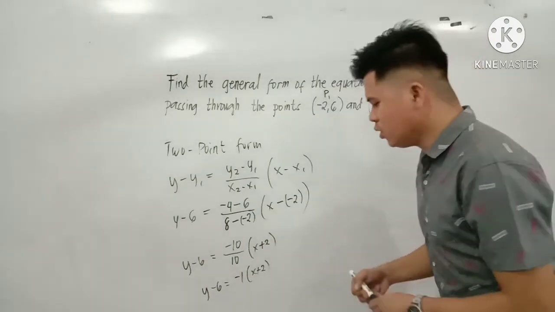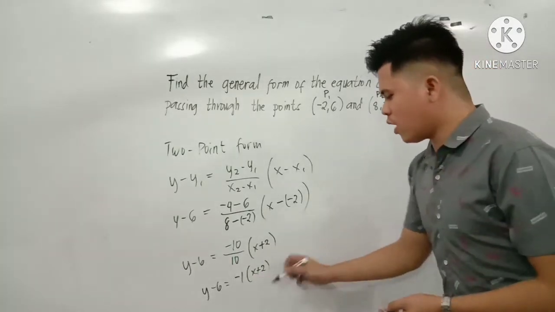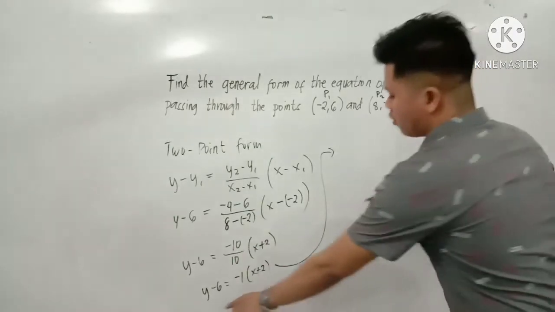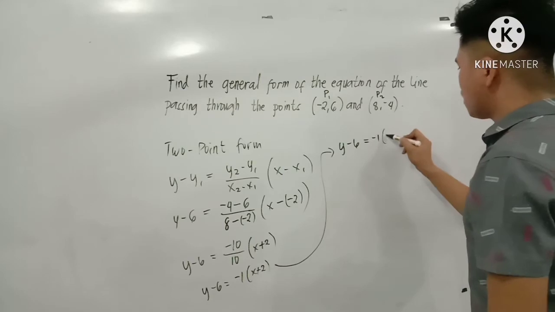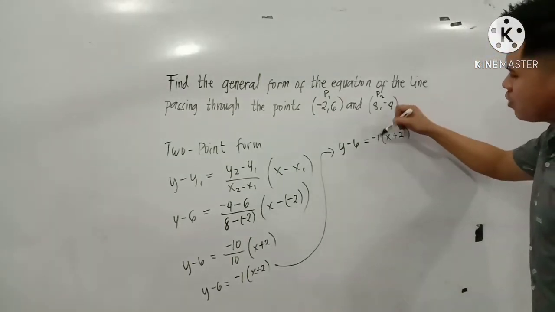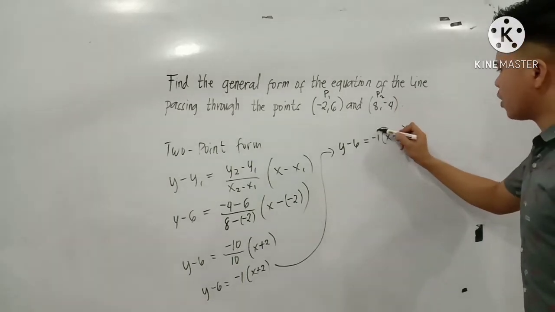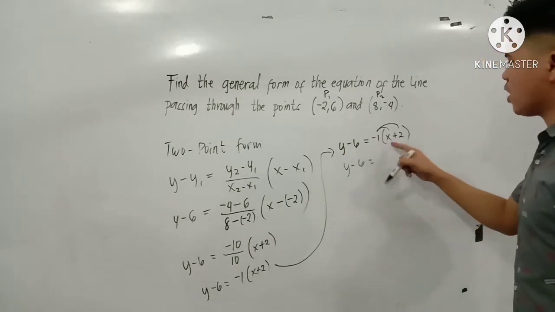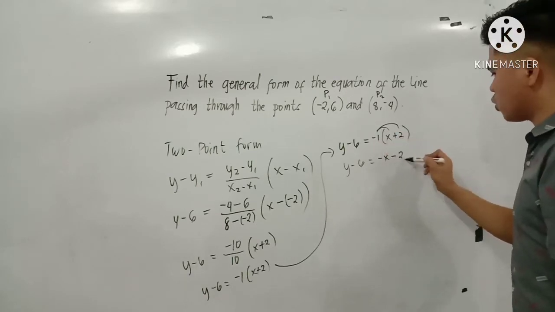Then we have to distribute negative 1 to all the terms inside the parentheses. So I will continue the process into this portion since we have no space. I copy first y minus 6 equals negative 1 times x plus 2. Again, we have to distribute negative 1 to all the terms inside the parentheses, meaning we have to multiply this one. So copy first y minus 6. Negative 1 times x is negative x. Negative 1 times positive 2 is simply negative 2.